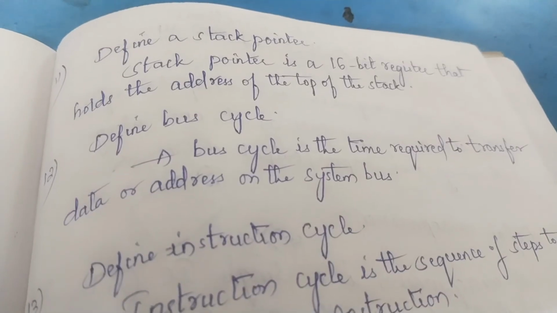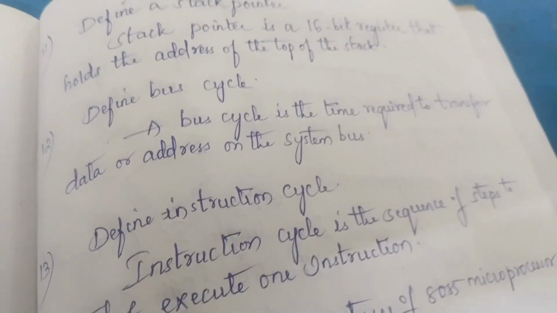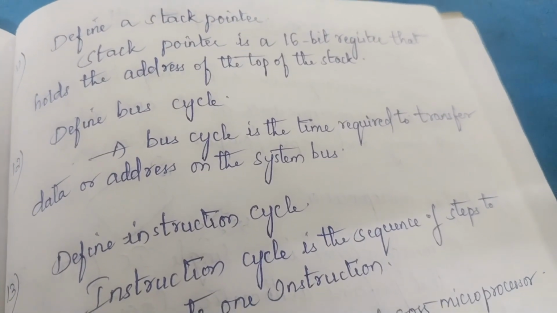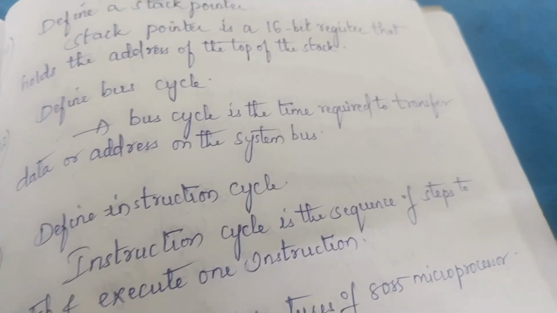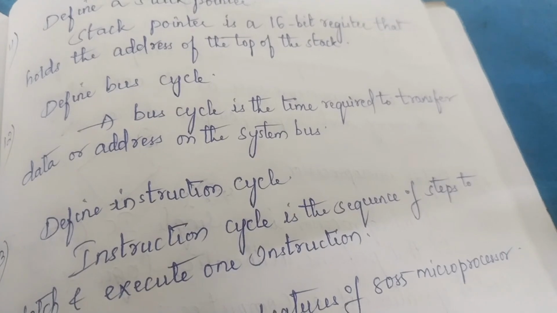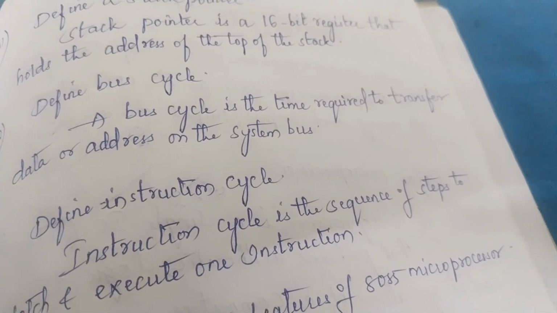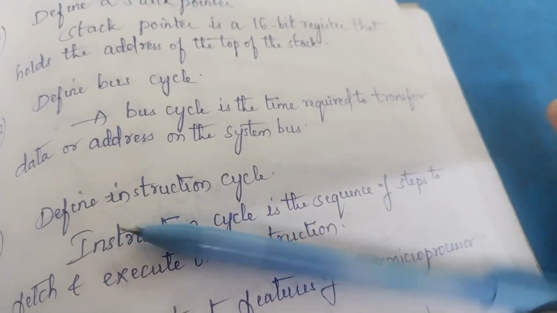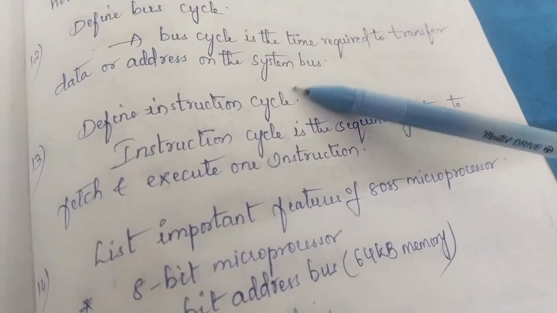And the next question is define stack pointer. Stack pointer is a special 16-bit register that holds the address of the top of the stack. Define bus cycle. A bus cycle is the time required to transfer the data or address on the system bus.